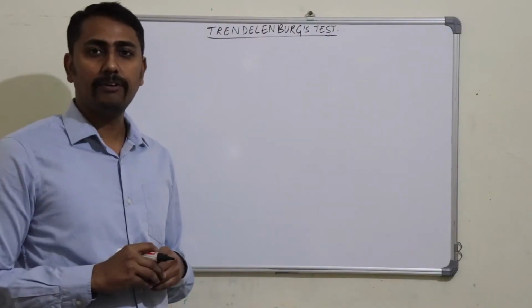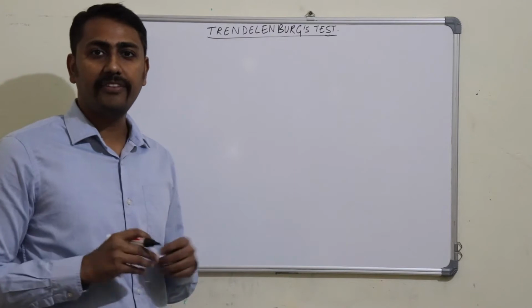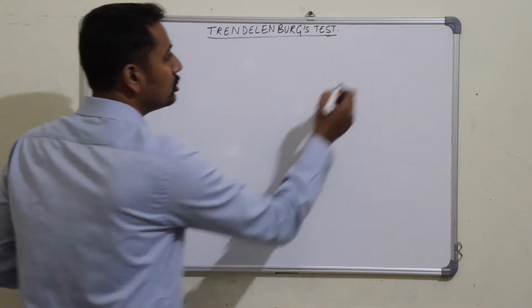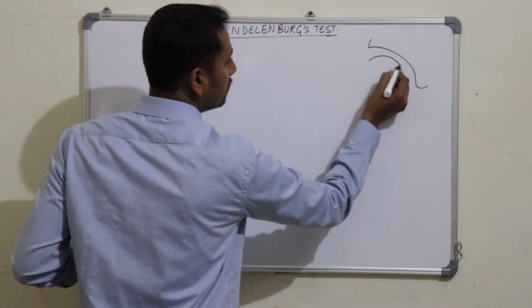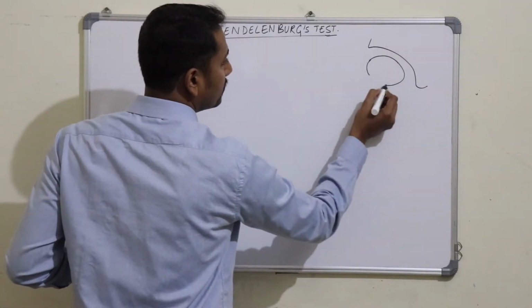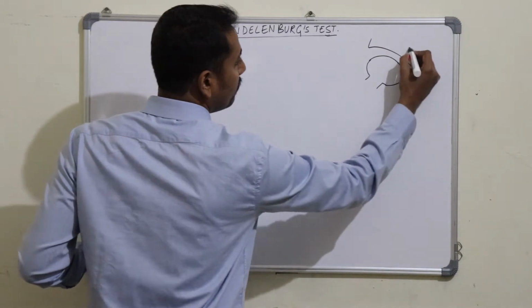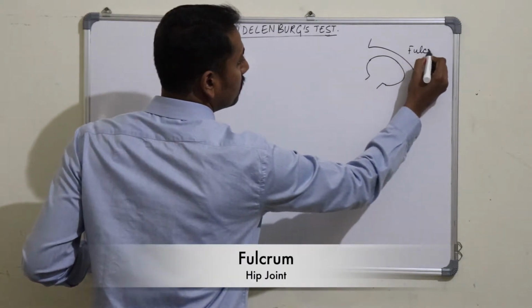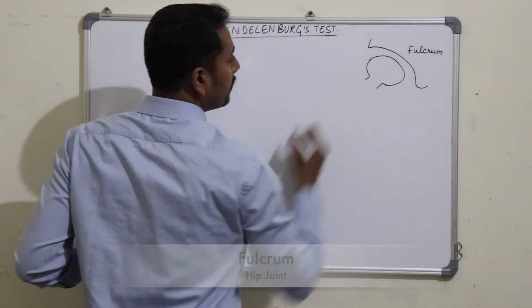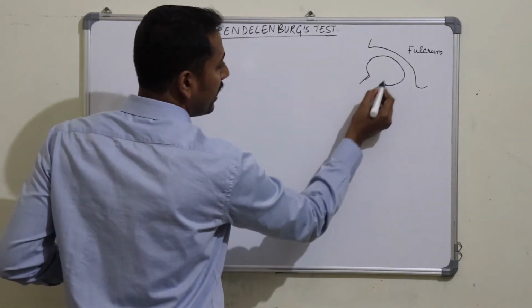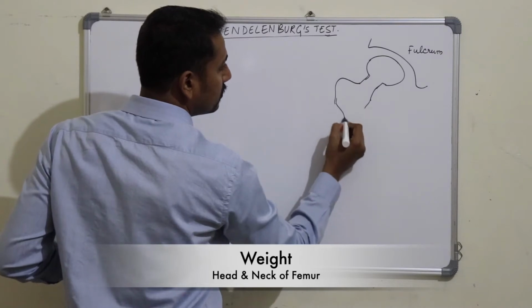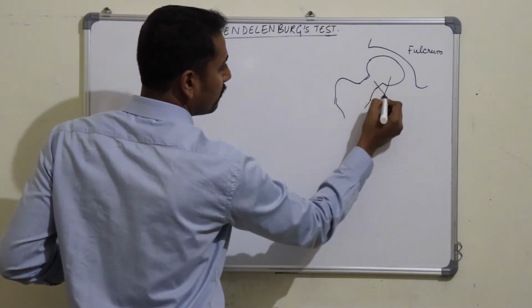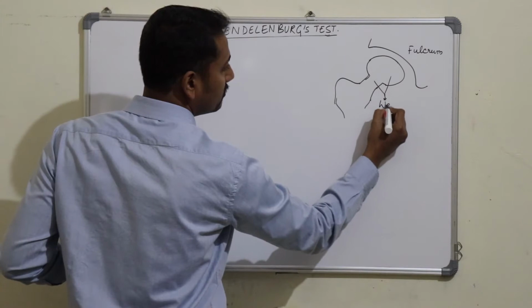The normal gait of a person depends upon three factors. The first is the joint between the acetabulum and the head of the femur, that is the hip joint, which will act like a fulcrum. Second is the weight of the head and neck of the femur. So this is the neck and the head of the femur, which will act like a weight.